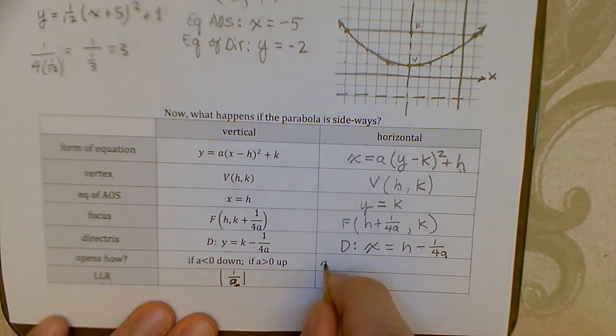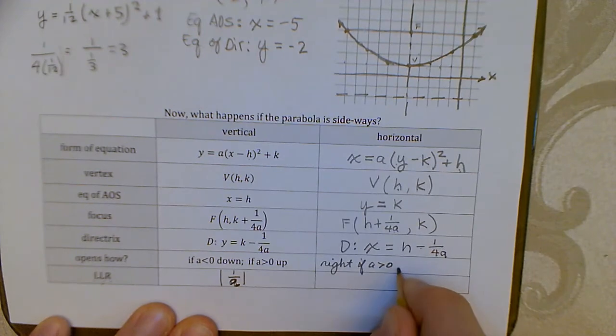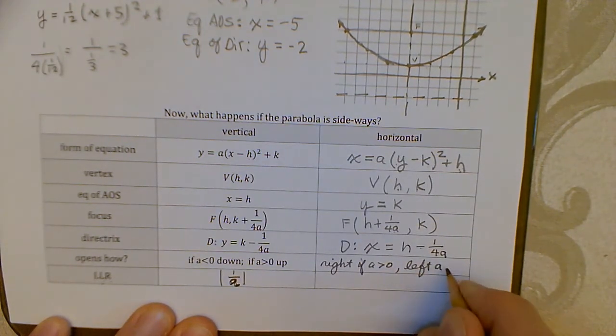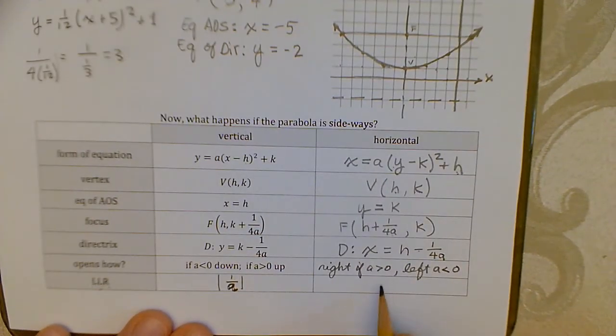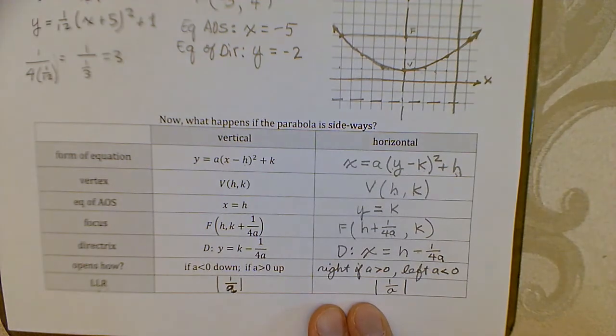All right, so it will open up to the right if a is greater than 0, and it'll open up left if a is less than 0. All right, and then the last thing, the latus rectum, it still works the same way. Its length is the absolute value of 1 over a. Not that you will probably be asked that a whole lot, but that might be in some of your homework.